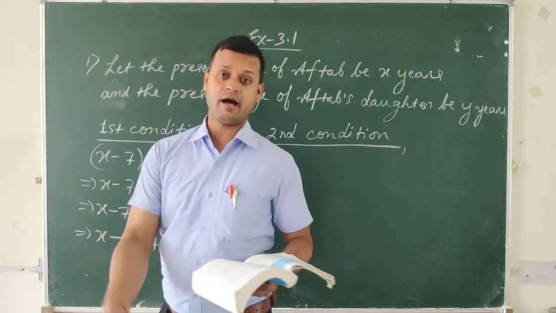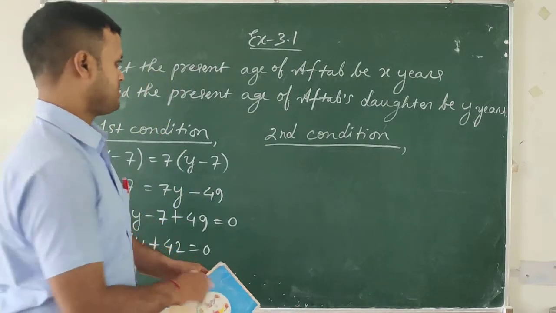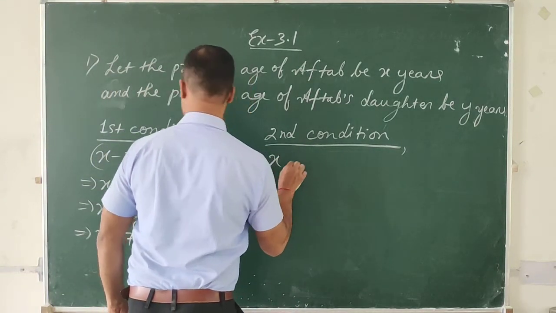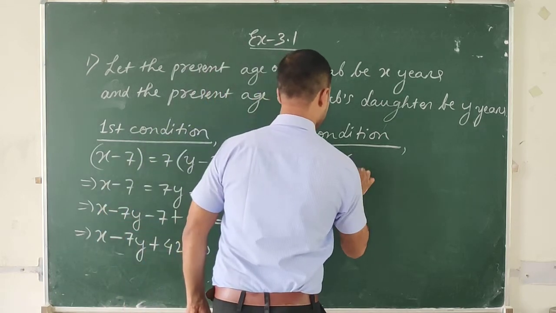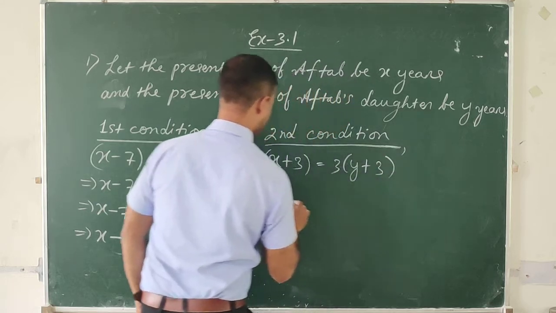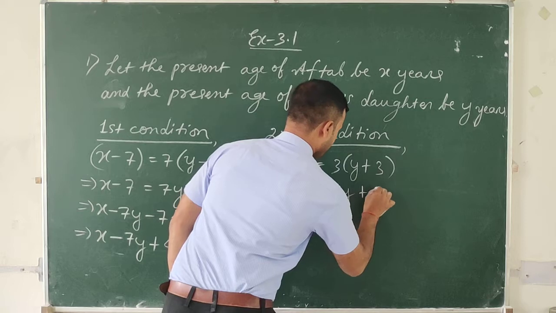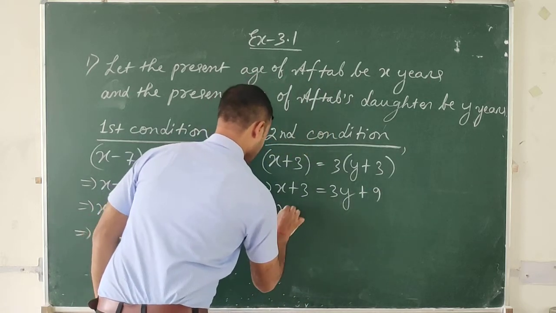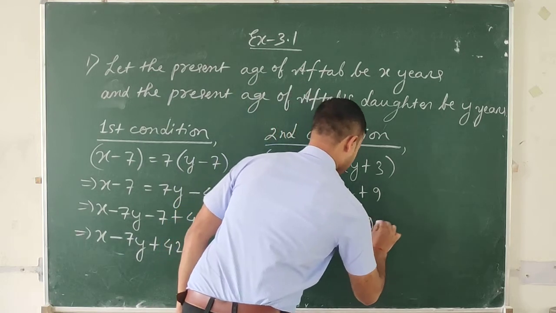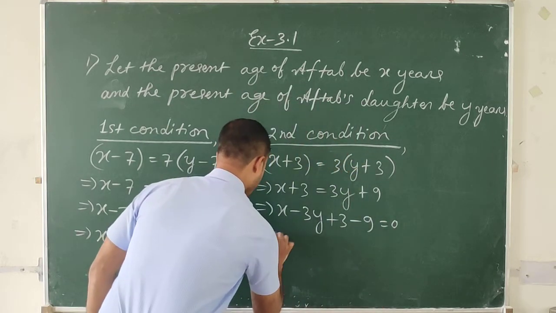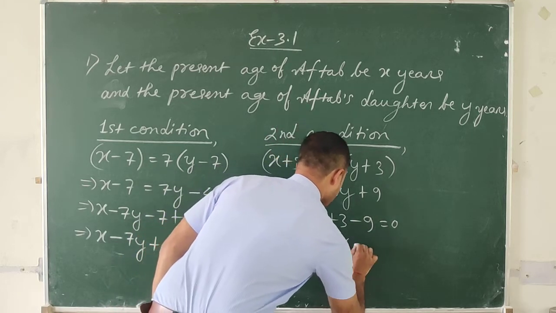So second condition: also 3 years from now I shall be 3 times as old as you will be. 3 years from now, x plus 3, 3 times as old as you will be. So x plus 3 is equal to 3y plus 9. x minus 3y plus 3 minus 9 equal to 0. x minus 3y, 3 minus 9 is minus 6.